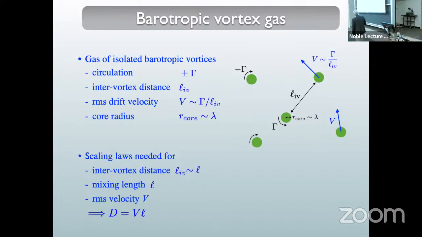So in order to solve the problem now, we have a slightly different set of questions. First of all, we want to find a scaling for the diffusivity, so we need a scaling for V and a scaling for L, the mixing length scale. Well, it turns out that at least L is also equal to the intervortex distance.